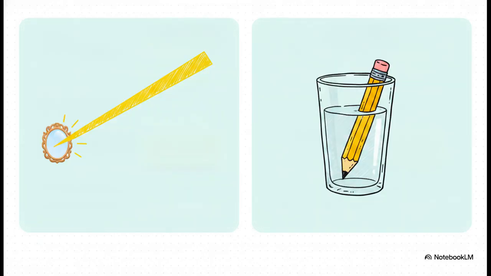Then we have the classic showdown, reflection versus refraction. Reflection is simply light bouncing off a surface, just like a rubber ball bouncing off a wall. Refraction, on the other hand, is light bending as it passes through something clear, changing its speed and direction. You know, like how a pencil looks mysteriously broken when you drop it in a glass of water?